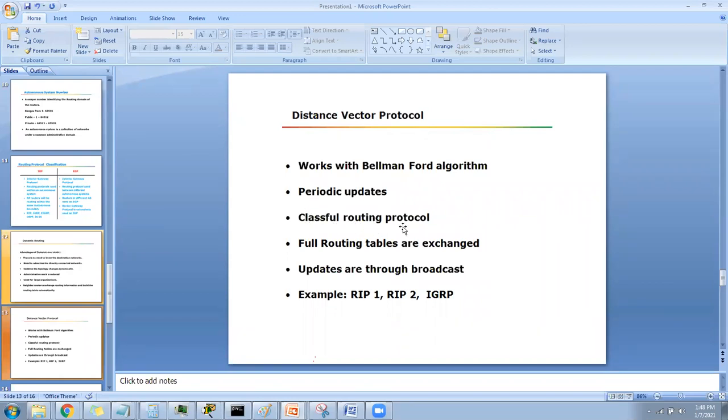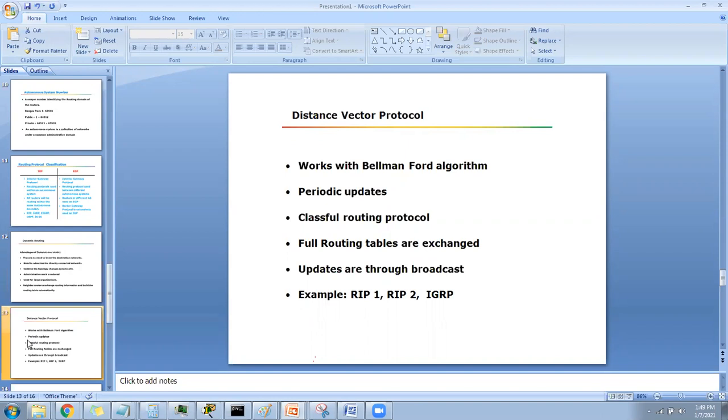So it exchanges the full routing table. Every 30 seconds, the India router and the USA router exchange the routing table continuously. And updates are sent through broadcast. Broadcast: remember in IP addressing we saw private addresses, public addresses, and there is something called a broadcast address. That subnet is reserved for broadcast. So they exchange the routing table via broadcast. This is a distance vector protocol.